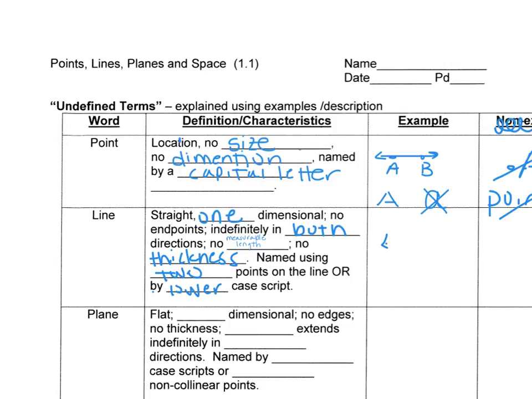So I'm going to draw this line up here that we had before, AB. And now I'm just going to throw letter C in the middle of it. Doesn't matter. So when I'm talking about this line here, I can write it as line AB, line AC, or line CB. It's all the same thing.